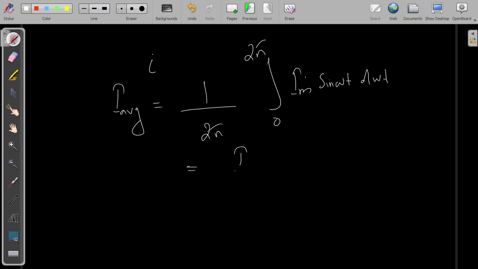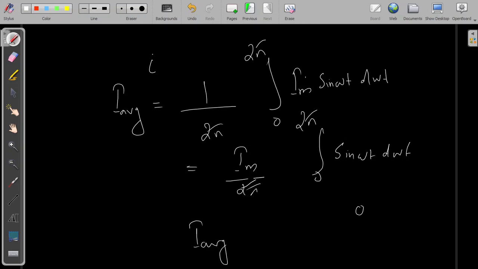So what you will get is Im by 2 pi times the integral from 0 to 2 pi of sin omega t d omega t. The integral from 0 to 2 pi of sin omega t d omega t is nothing but 0. So I average will be equal to 0. So that you can prove it.